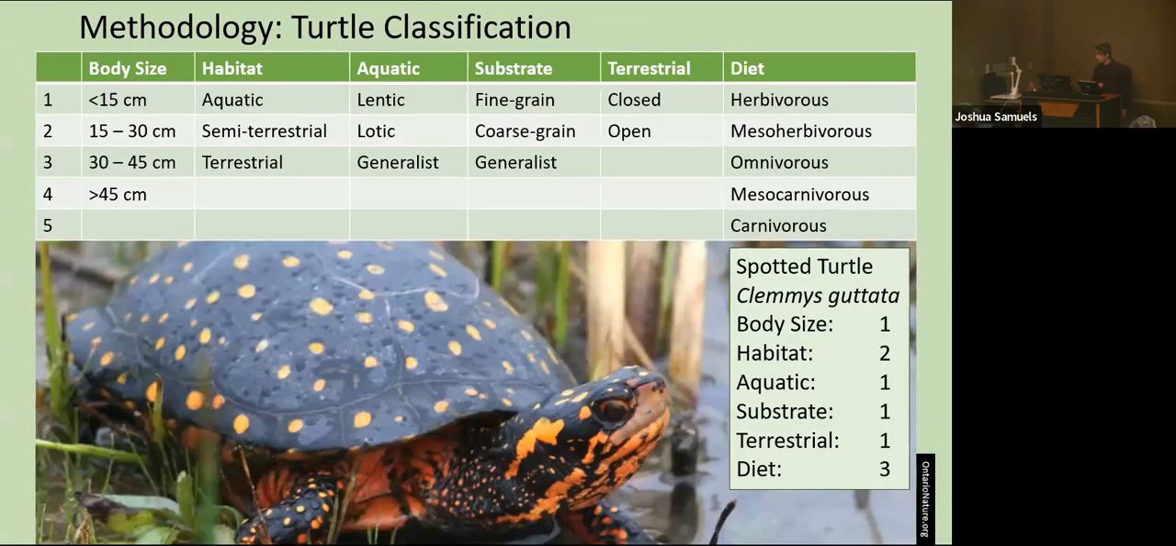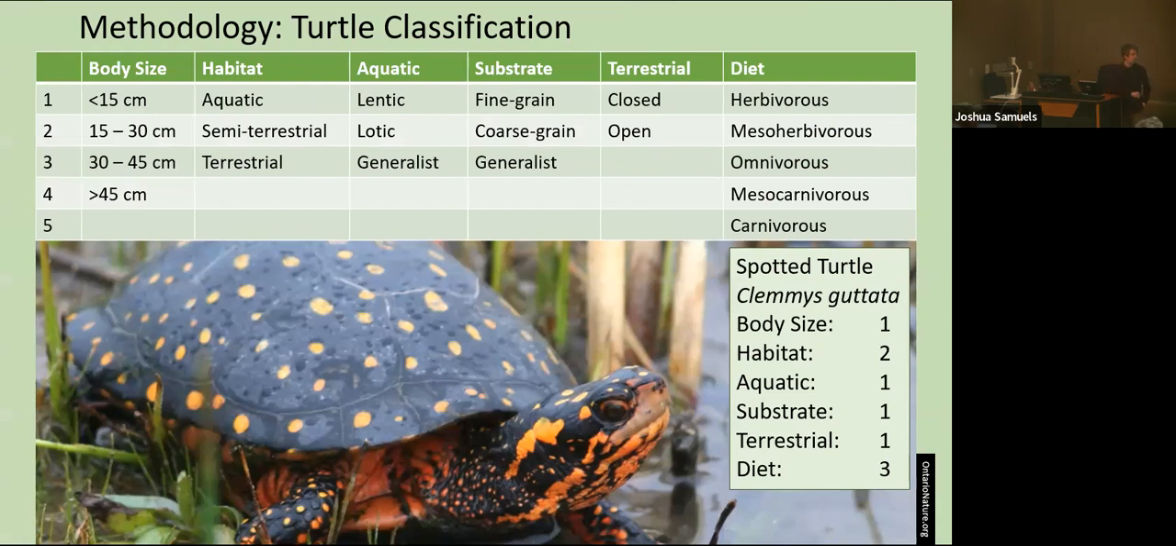So the classification system I came up with looked at 6 major ecologies or niches that they can occupy. Then I also used taxonomy. But for the ecologies, of course, there's body size. So there's 4 even body sizes, the length of their shell, essentially.